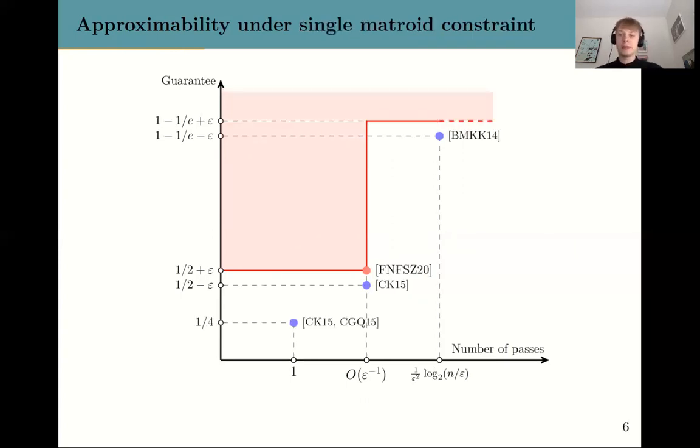Turning to the single matroid constraint, we also know that there is a 1 minus 1 over e approximation, but the number of passes now becomes dependent on n. In 1 over epsilon passes, we're able to get a 1/2 approximation, but in a single pass setting, we're only able to do a 1/4 approximation. And it is actually an open question to improve upon this 1/4 and to get a 1/2.